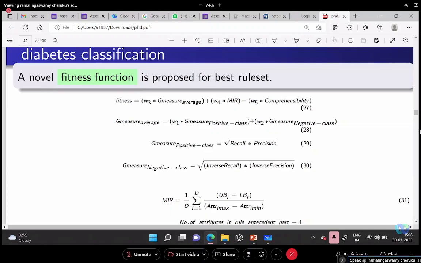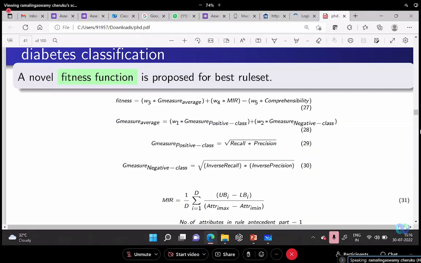Even though it is compact, its performance should be better. So it means I want to balance. It's multi-objective. I want a rule set which is both compact in nature and also produces good performance in terms of accuracy and so on. So that's the reason we have chosen this criteria function, objective function.